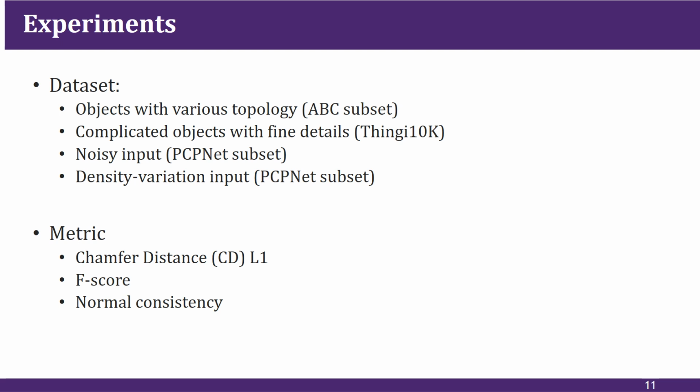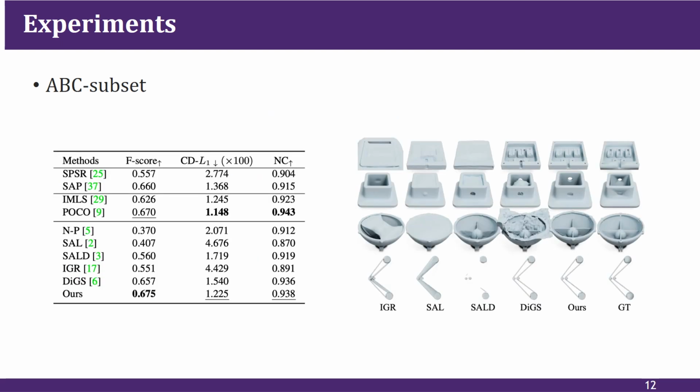To verify the effectiveness of the proposed method, we conducted extensive experiments on the ABC subset and three types of challenging data that contain objects with fine details, varying sampling density, and noise. To evaluate the stability of our method, we compare our method in a subset of ABC, noise-free version, released by Points2Surf. This subset contains 100 3D CAD models with various topologies, and we use the provided sampled point clouds as input. Quantitative results of different methods are shown in the table.